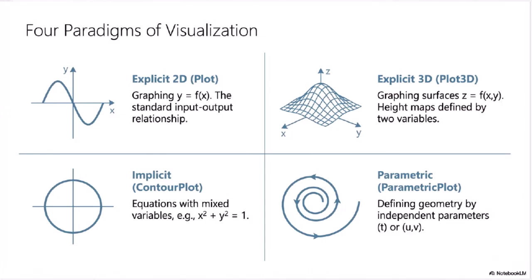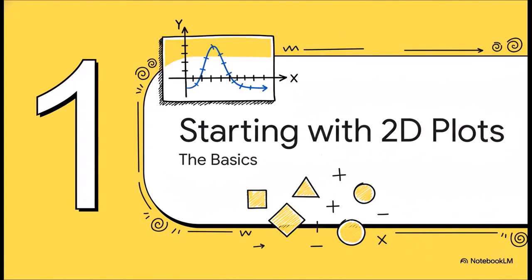All right, so here's the game plan. We're going to start with the absolute basics, just simple 2D plots. Then we'll level up to building 3D surfaces. From there, we'll check out a different way to think about shapes with something called contour plots, and we'll wrap things up by unleashing some serious creative power with parametric curves and surfaces. Let's get started. First up, let's start with something we all recognize, a basic 2D graph.